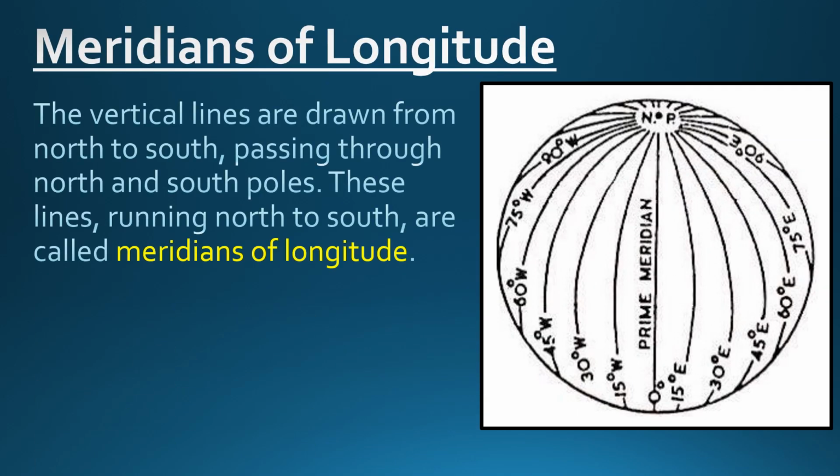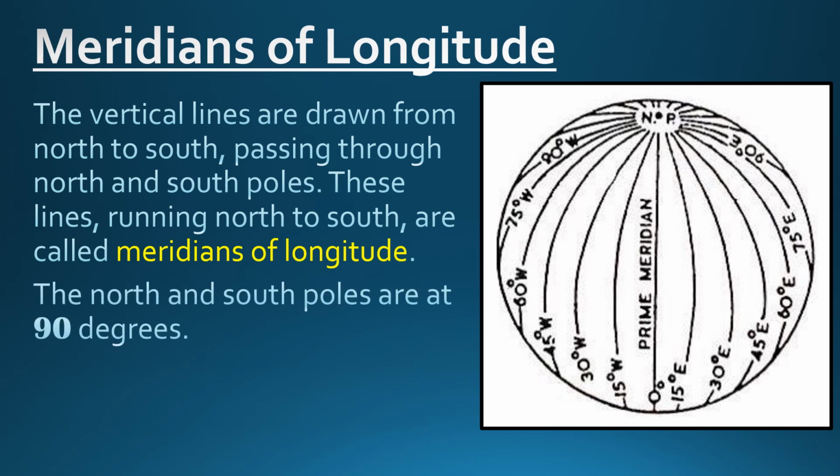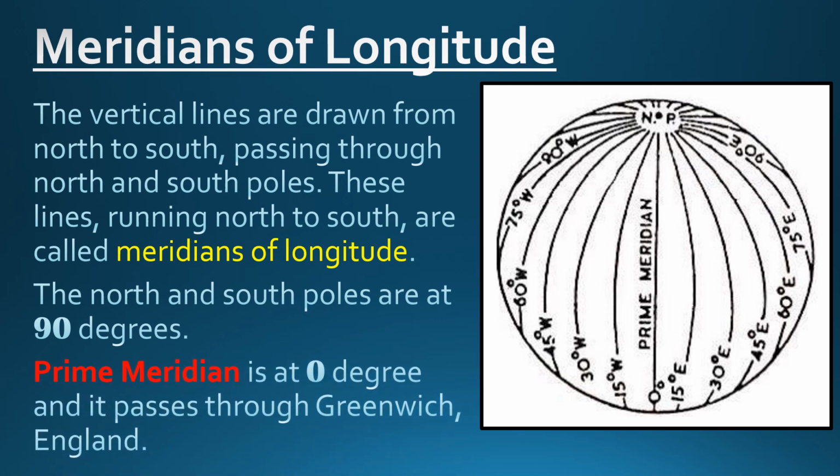The vertical lines are drawn from north to south, passing through the north and south poles. These lines running north to south are called meridians of longitude. The north and south poles are at 90 degrees. Prime meridian is at 0 degree and it passes through Greenwich, England. As you can see in this picture, the meridians of longitude are passing through the north and south poles.